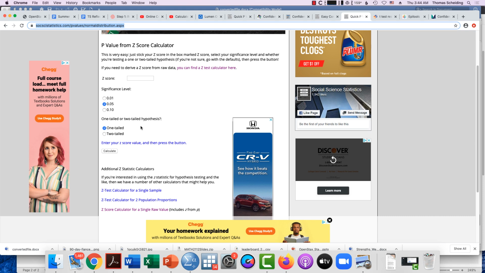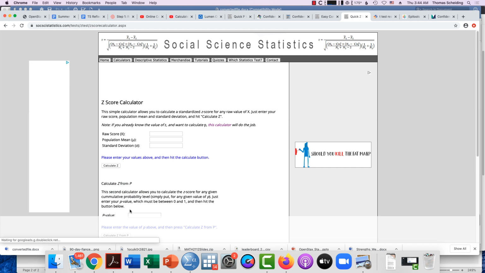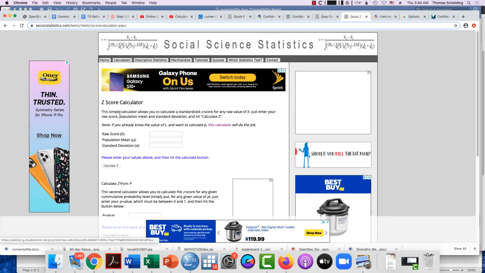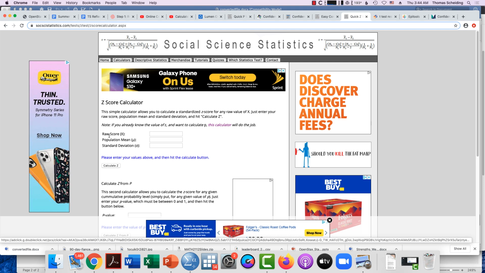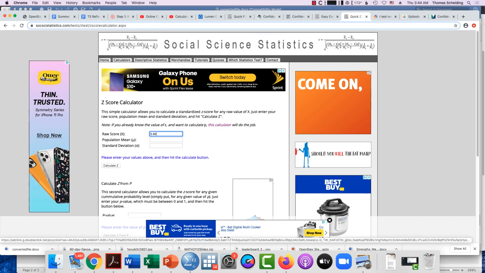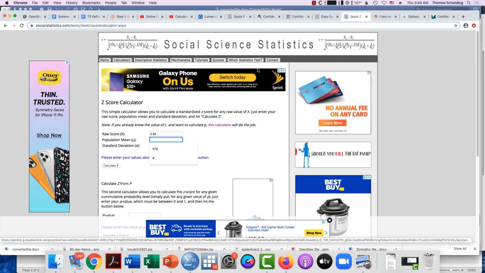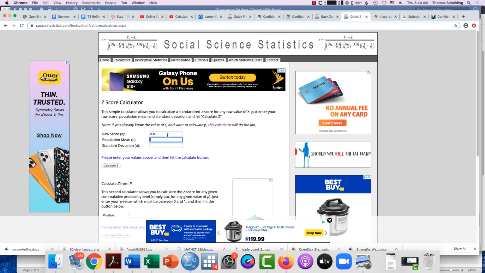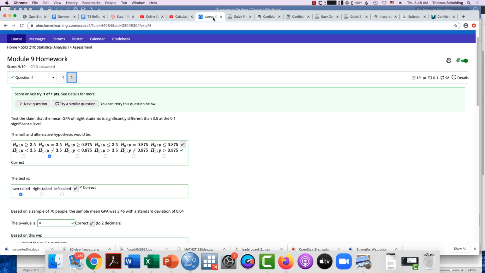The one you're going to use here, because you are given your standard deviation, is you're going to be using something like a z-score calculator, where you would type in your raw score. In this case, 3.46. Population mean, 3.5. Standard deviation, 0.04.